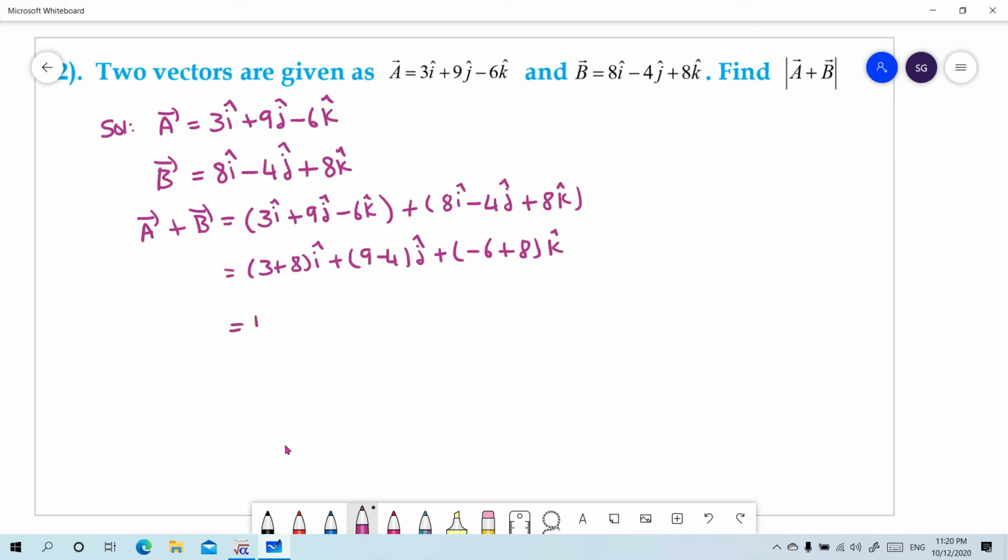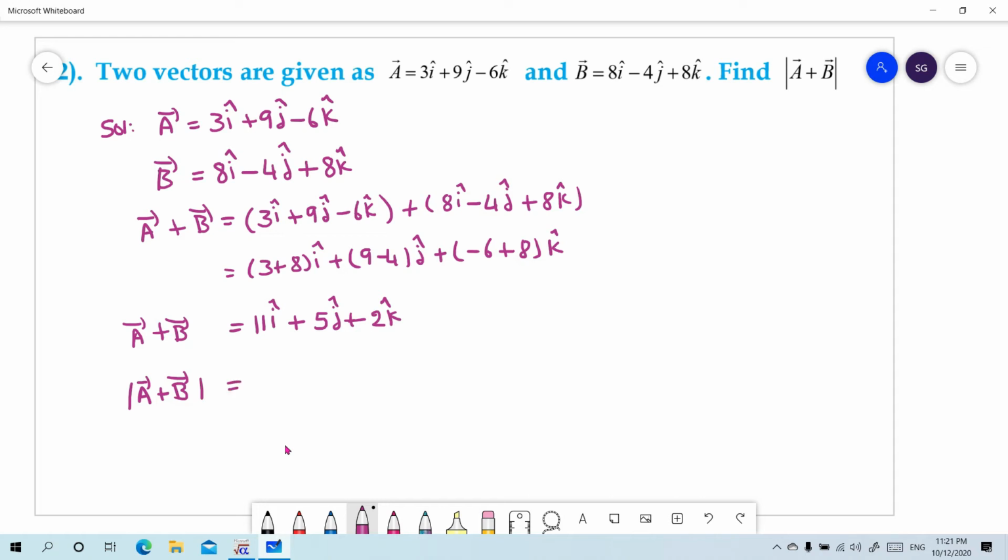3 plus 8, 11 i cap. 9 minus 4, 5j cap. Minus 6 plus 8, plus 2 k cap. Therefore, a bar plus b bar is equal to 11 i cap plus 5j cap plus 2 k cap. Next, I have to find the modulus of a bar plus b bar, that is the magnitude of a bar plus b bar.